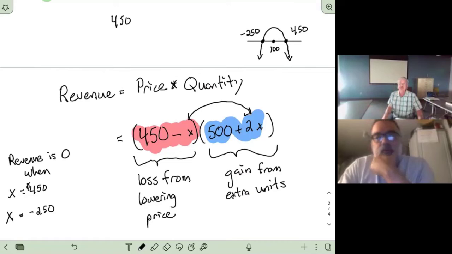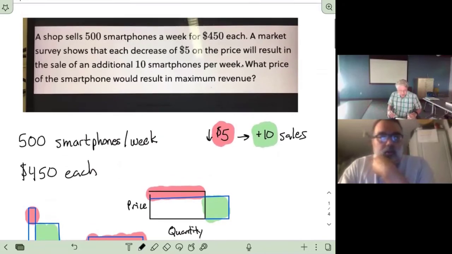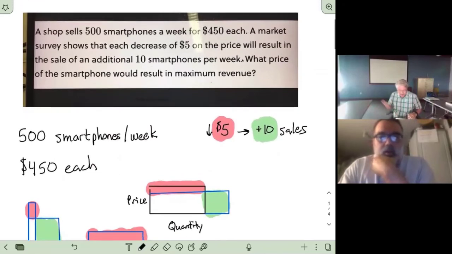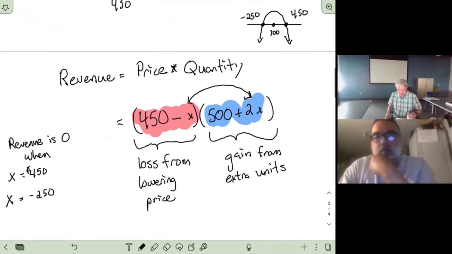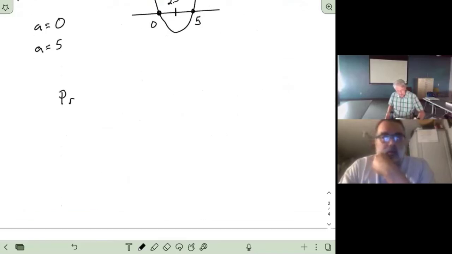Now, we didn't use any calculus, but it might be interesting to see how this works out with some calculus. I guess we'll finish the problem here for a second. We haven't quite finished it yet. What price should be used for the smartphone to maximize the revenue? So we said X is 100. So our price is 450 minus X.